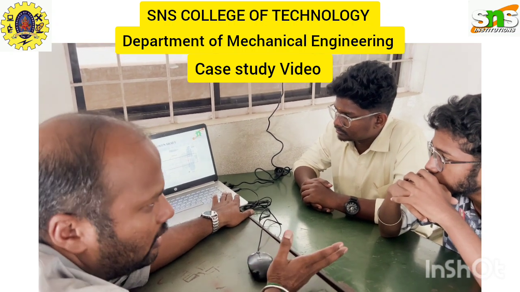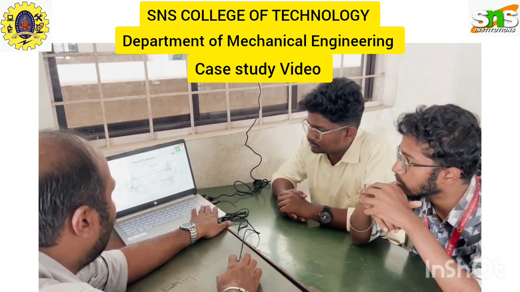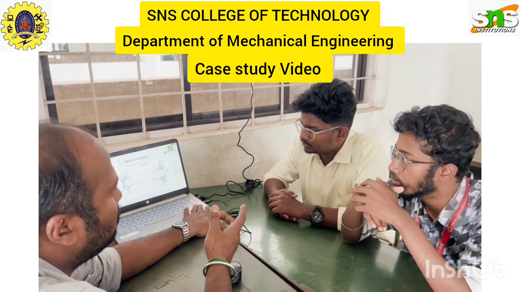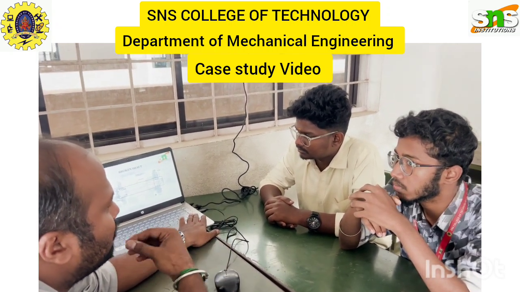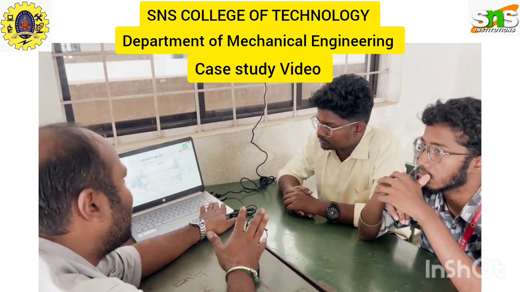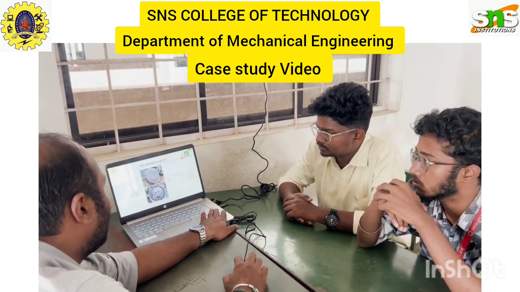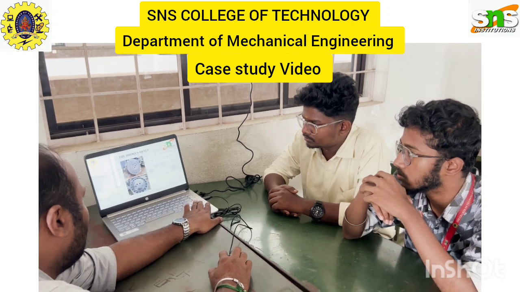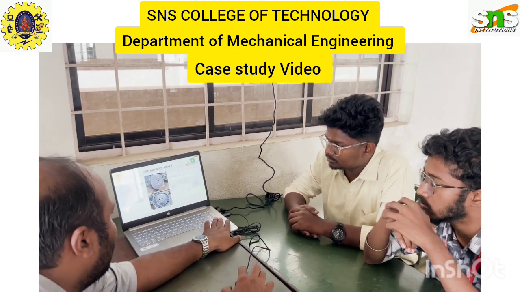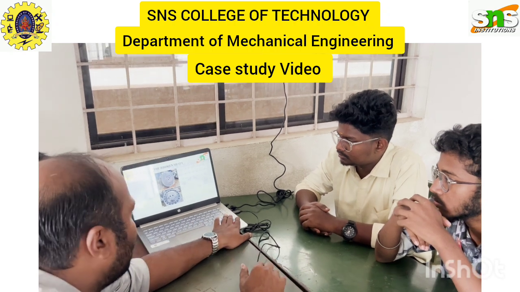As our friend said, this happened in the drive shaft of a boat. The drive shaft of a boat rotates at an RPM of around 2000, so this is one of the high-speed machines where fatigue failure occurs. Here you can see the broken one, and here you can see these marks. You will see the detailed view in the upcoming slides.